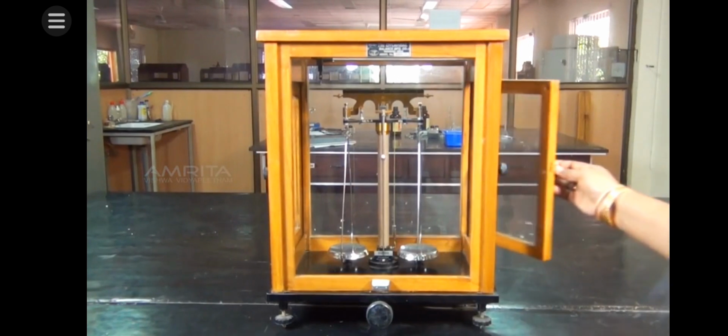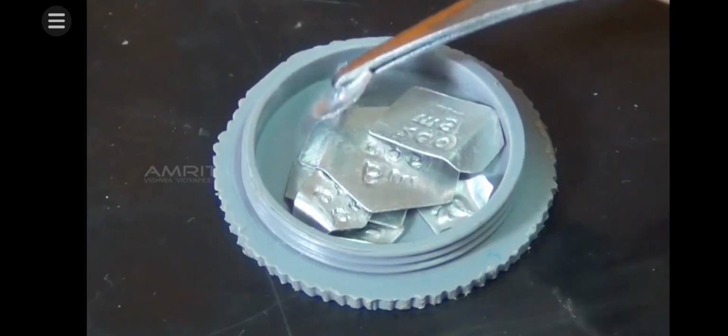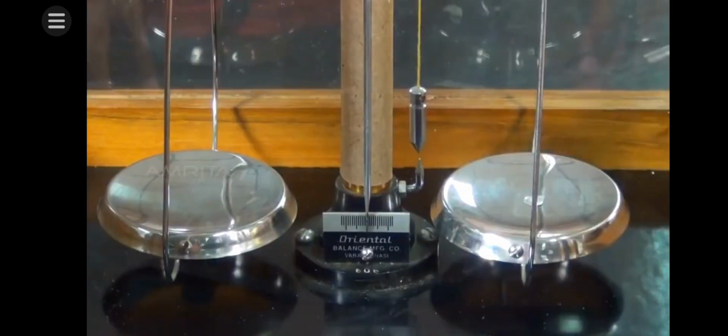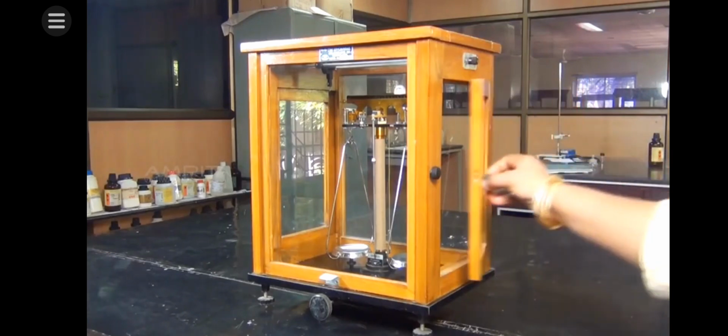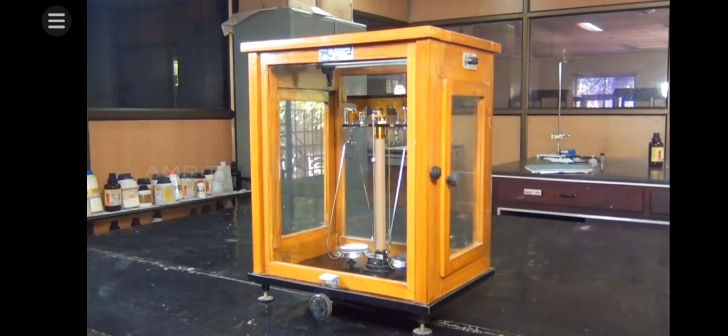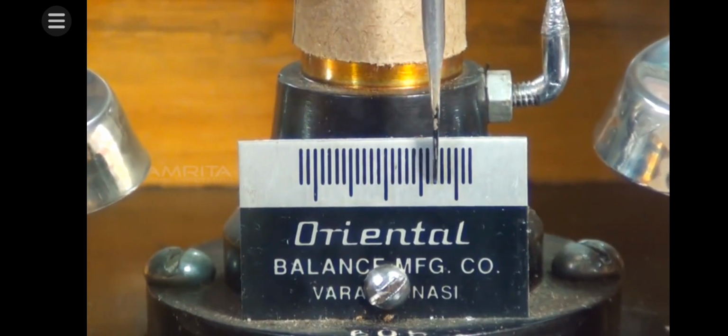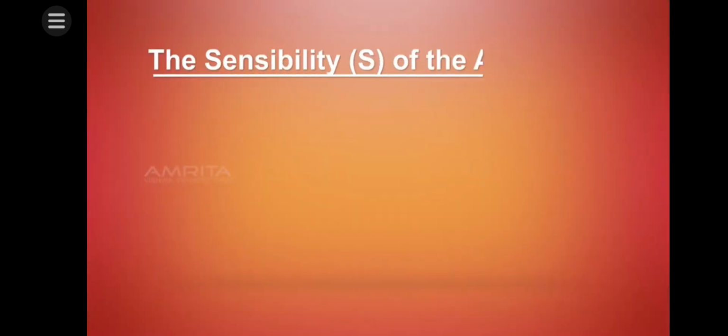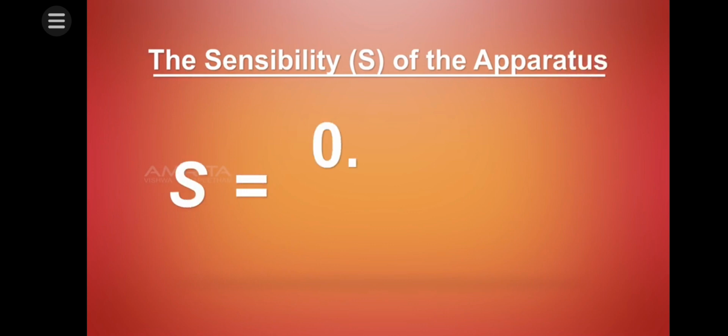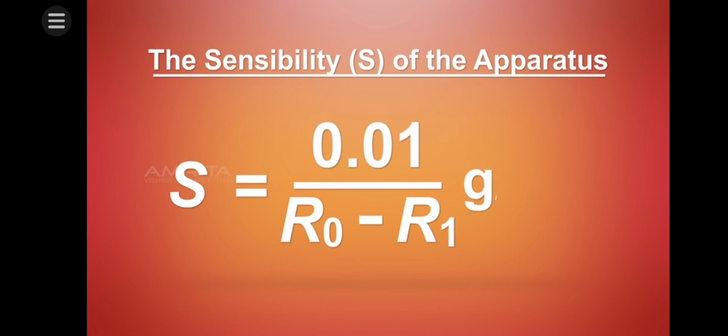Now, open the door of the balance, place 10 mg in the right pan and shut the door so that air currents do not disturb the oscillations. The resting point R1 is determined as before. The sensibility S of the apparatus can be calculated using the relation S is equal to 0.01 divided by (R0 minus R1) grams per division.